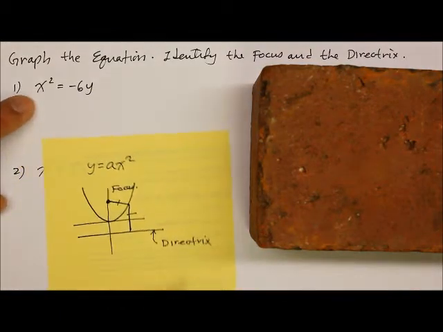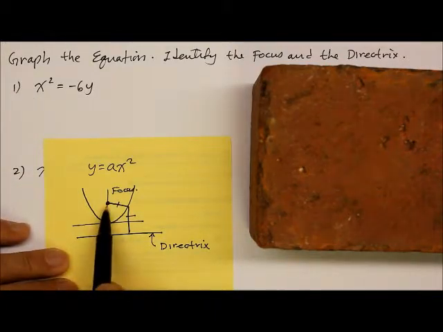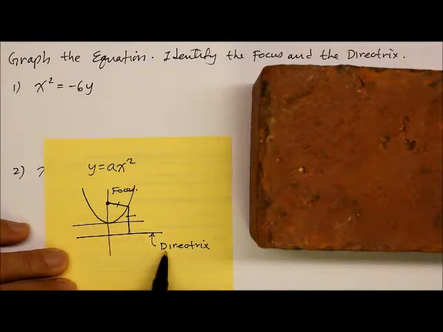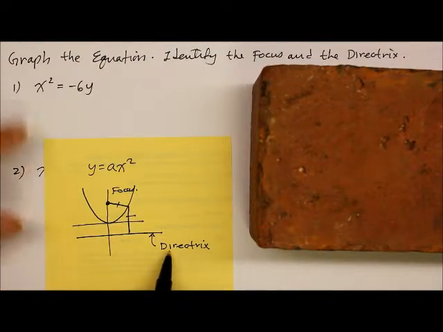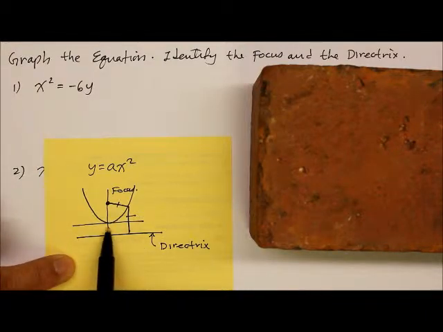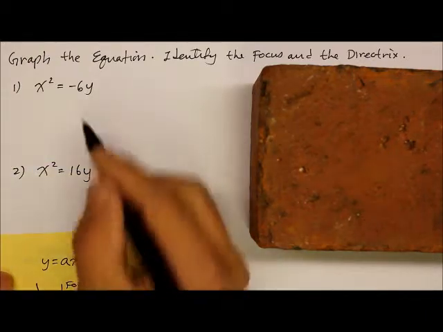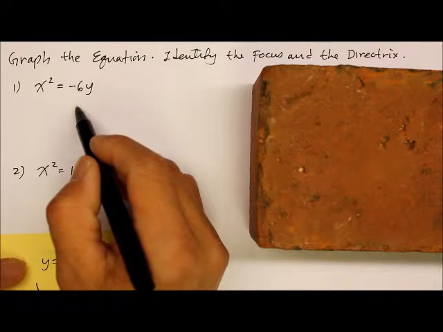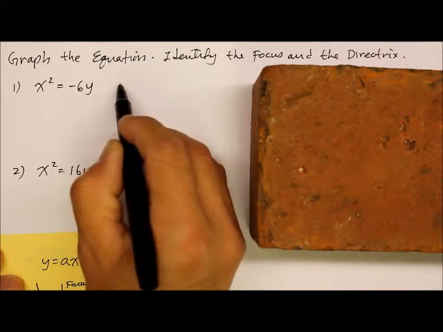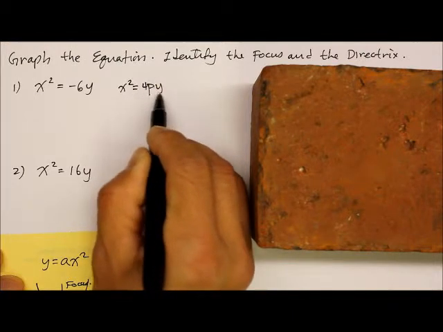So given this function, x squared is equal to negative 6y, we could determine what the focus will be and the directrix will be. And we could estimate the graph, and this is always assuming our discussion will always evolve around the fact that the vertex is at the point 0, 0. So given that, here's how this works. We're going to use a thing called a standard form. And the standard form is given as x squared is equal to 4py.